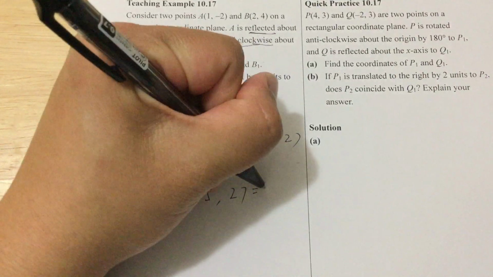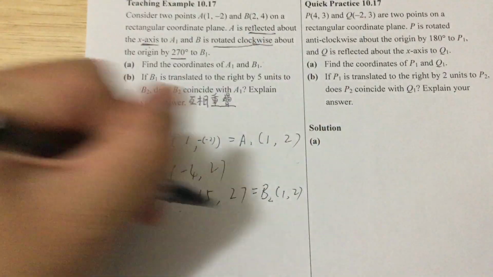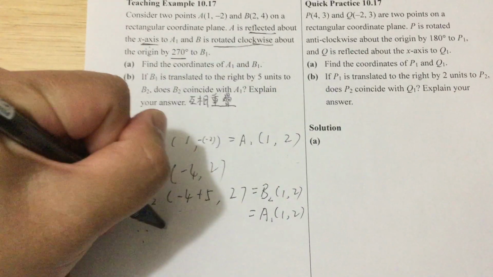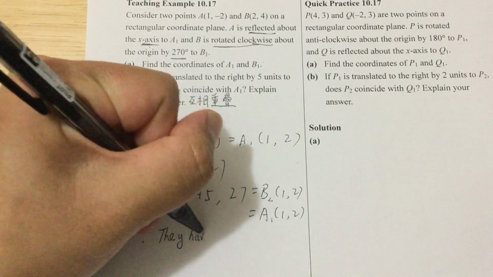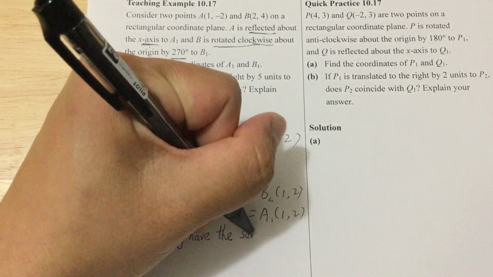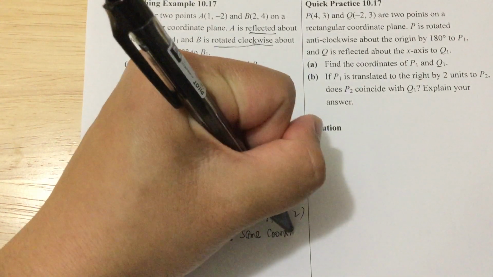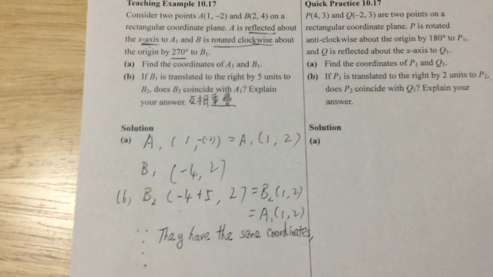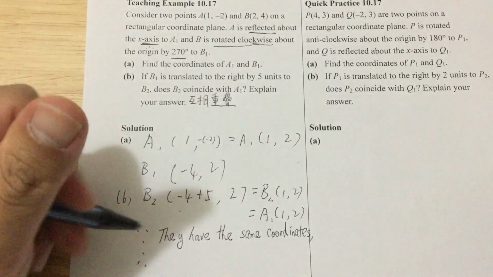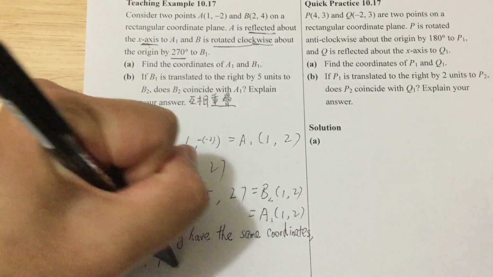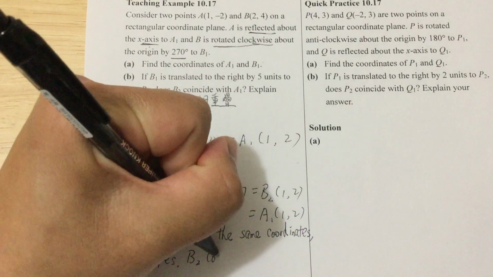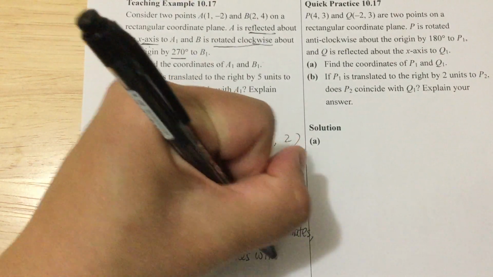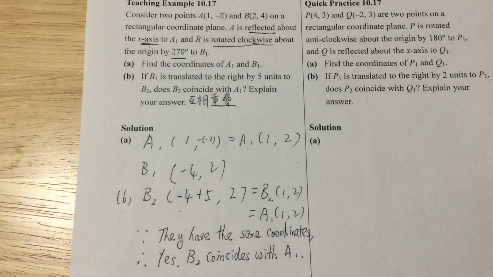And then we find that, luckily, B2 is really (1, 2), which is equal to A1 (1, 2), because they have the same coordinates. So you must answer it in a mathematical way. Don't just write down the English. B2 coincides with A1, full stop. Okay, this is part B.